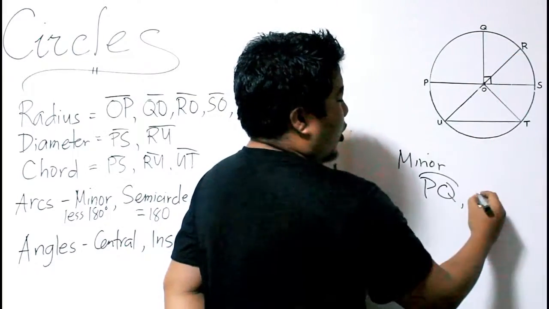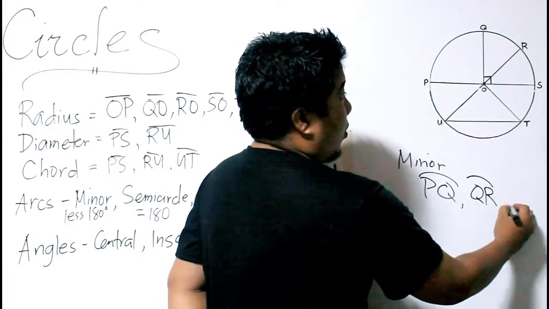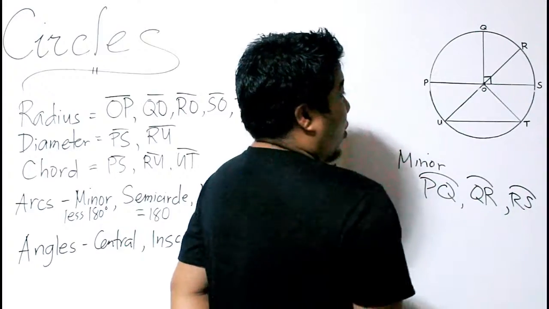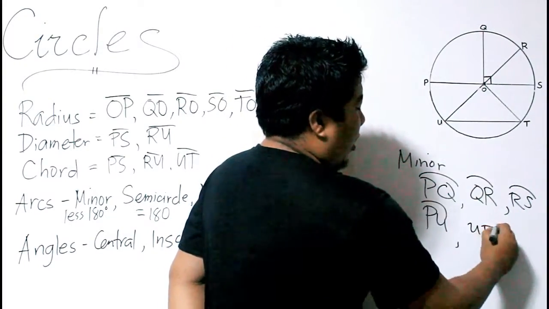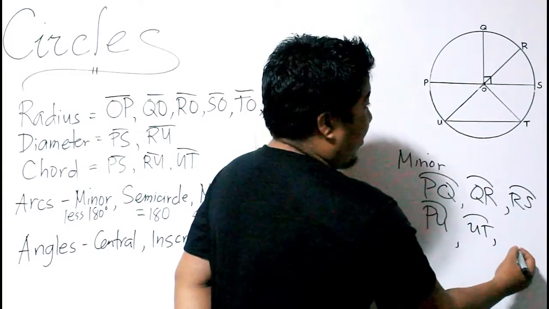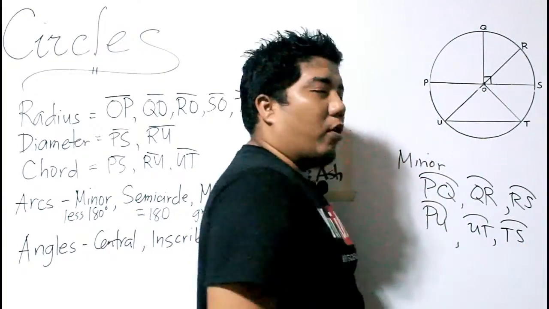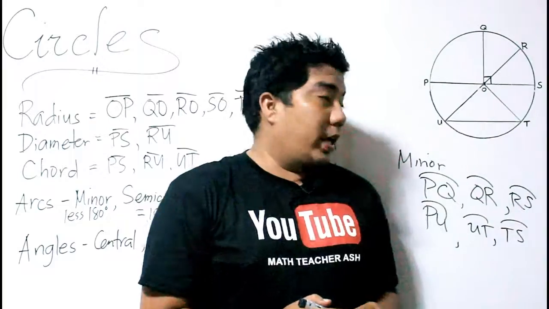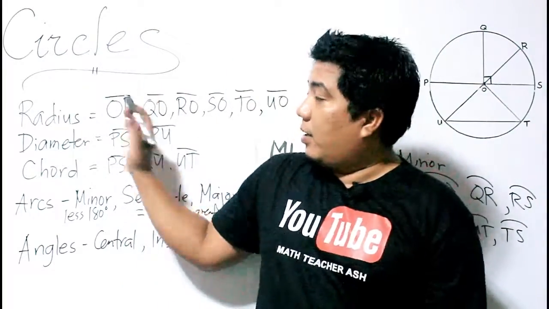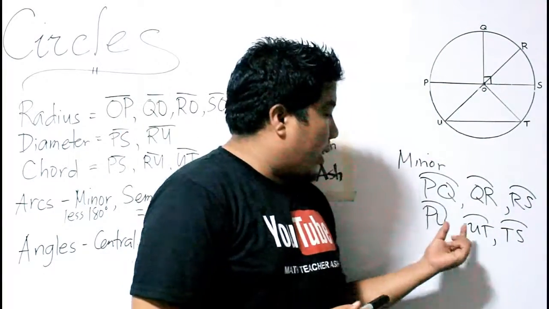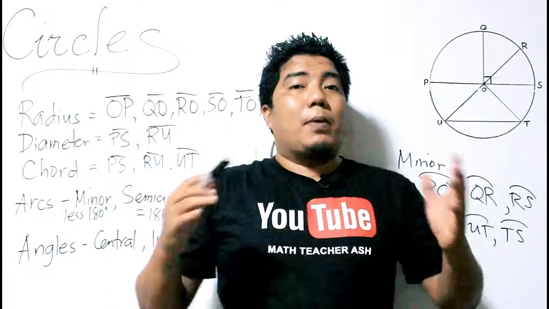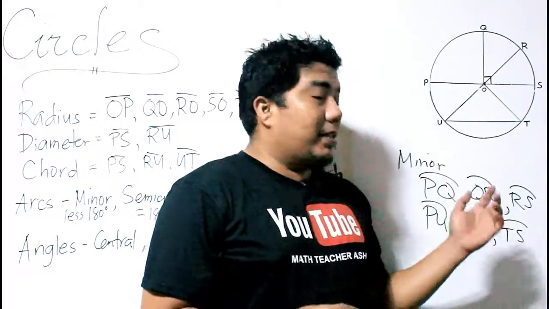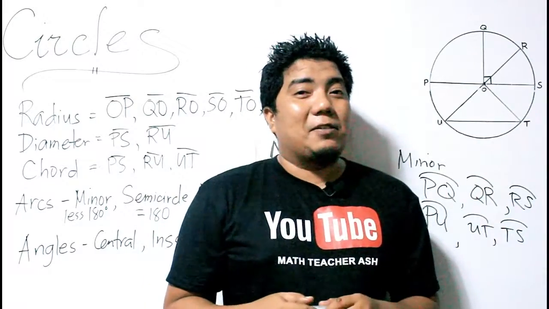We can have this one, QR. We can have RS. We can have PU. We can have RQT. And we can have RTS. Of course, the same manner is applied in naming line segments, you can interchange the letters as long as it points out that the measurement of the arc is less than 180 degrees.